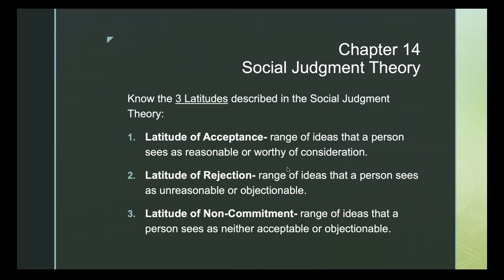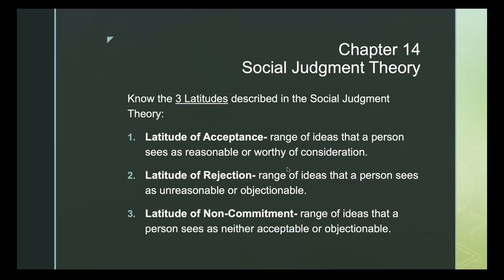The latitude of rejection is the opposite of that. If we don't accept them, we reject them. It's the range of ideas that a person sees as unreasonable or objectionable. They don't see any relevance to it at all. And then you have the third one, which is neither acceptance nor rejection. You're just non-committal to it. The latitude of non-commitment is the range of ideas that a person sees as neither acceptable nor objectionable. They might not have any opinion one way or the other, so they would be described as non-committal.